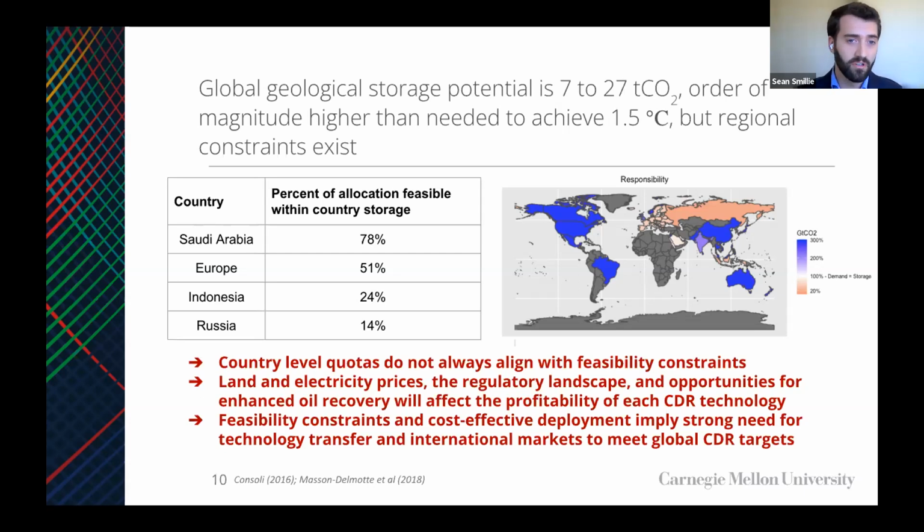So, considering regional constraints on both land use and geological storage, it's clear that some regions will not be able to meet their quotas domestically. And considering the additional benefits of deploying CDR technologies in regions with lower cost, this strongly suggests that technology transfer and payment systems between countries will be required to meet global sequestration goals. Next slide, please.